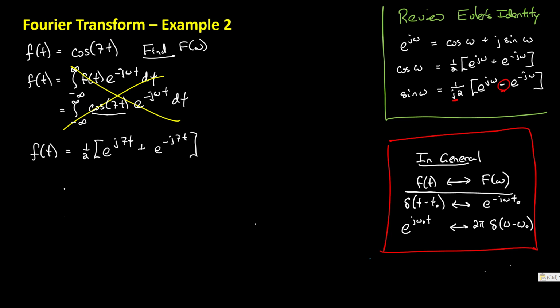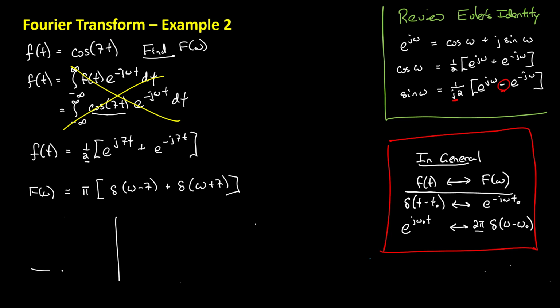We can say that, therefore, our f of omega has to be equal to, let's see, 2 pi times 1/2 gives us just pi. And the first will be an impulse at omega minus 7, and the second will be an impulse at omega plus 7. So if we were to graph that, we get two impulses at 7 and minus 7.